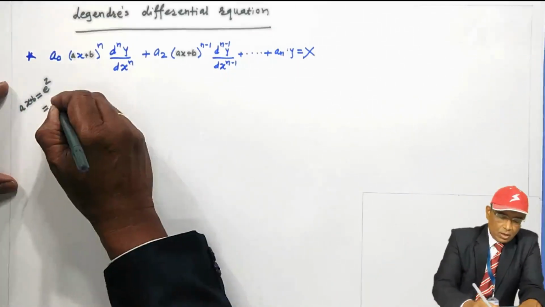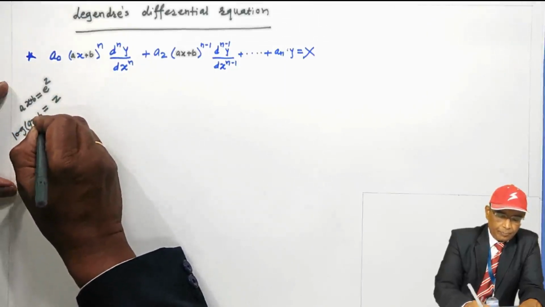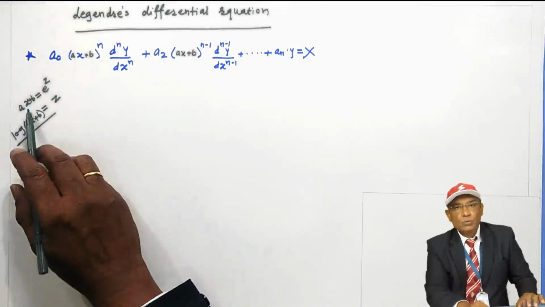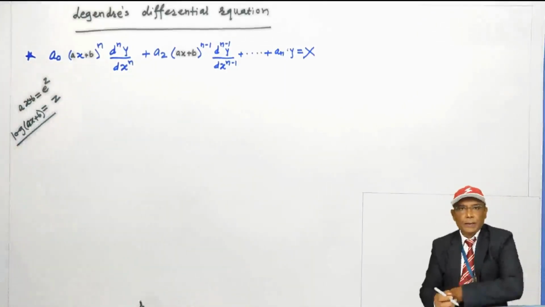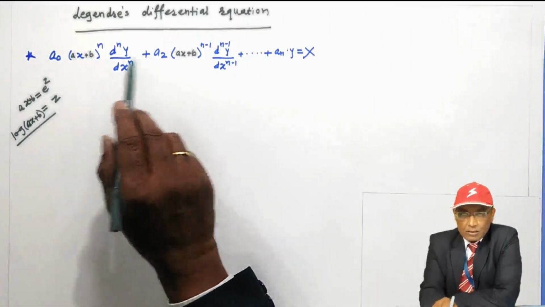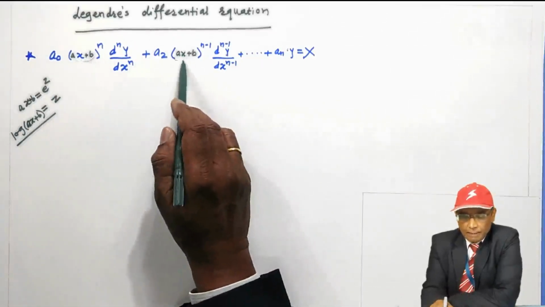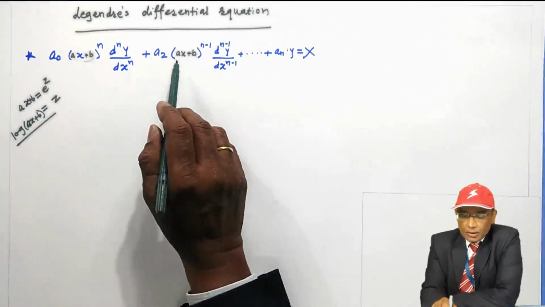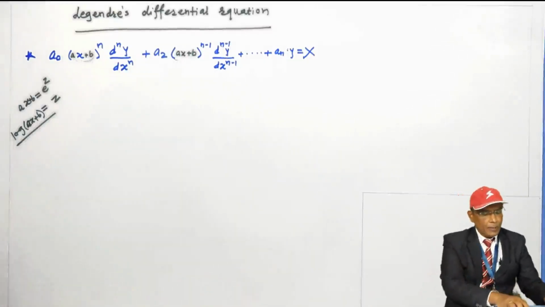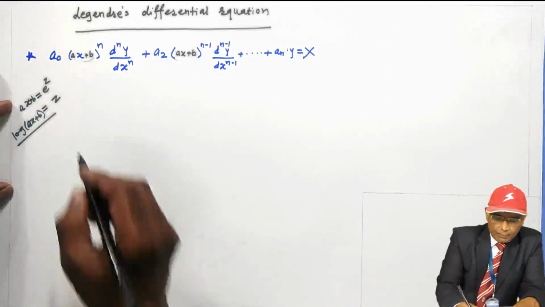Or z is what? Log of ax plus b. And you can find out the value of x also from here. Here only x is replaced by ax plus b in Legendre's. In Cauchy's, this bracket was x, this bracket was x. In Legendre's, the bracket, instead of x, is ax plus b. Okay, this is the significant difference. The procedure is exactly the same. Now, without wasting time, we are going to solve.